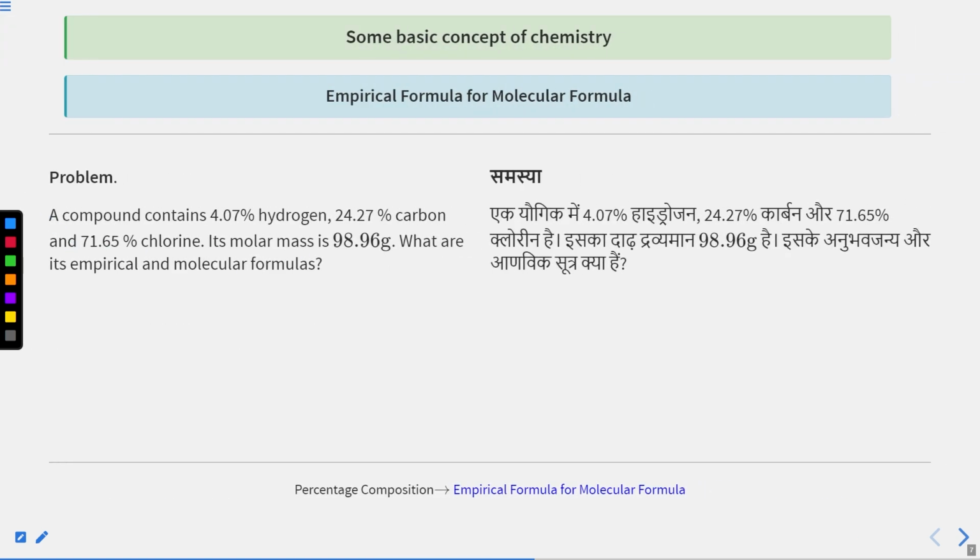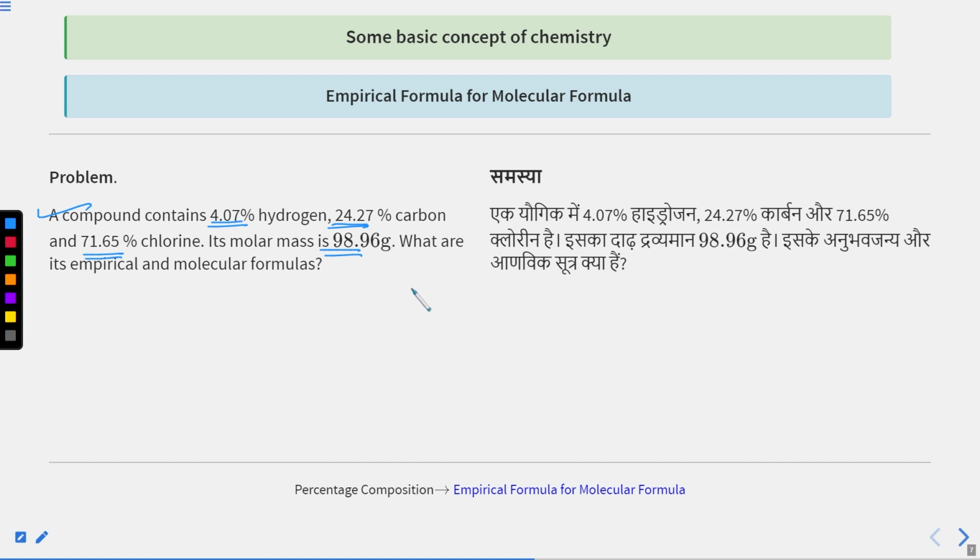The example is: a compound contains 4.07% hydrogen, 24.27% carbon and 71.65% chlorine. Its molar mass is 98.96 gram. Molar mass of that compound is 98.96 gram. What are its empirical and molecular formula?